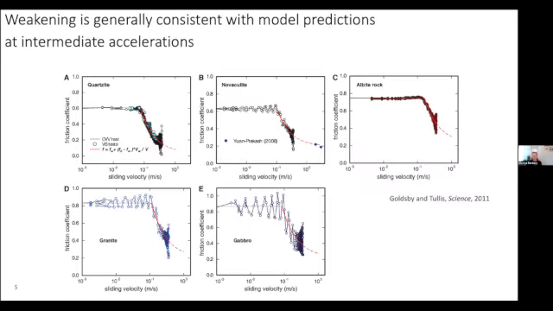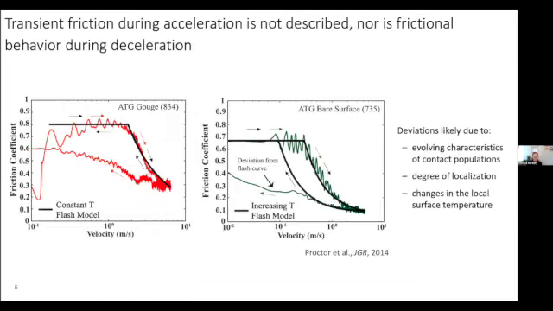With that in mind, in experiments at intermediate slip rates, they're mostly rotary shear apparatus, although with Juan and Prakash, those are a different experimental setup. What we see in all of these plots here from Goldsby and Tullis 2011, the flash weakening model is shown in red lines. Data from experiments are shown in your various other dots and lines. We see pretty good agreement between the laboratory data and the model at these intermediate accelerations, which is great.